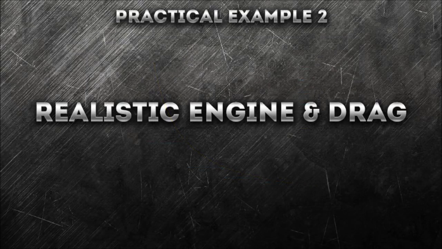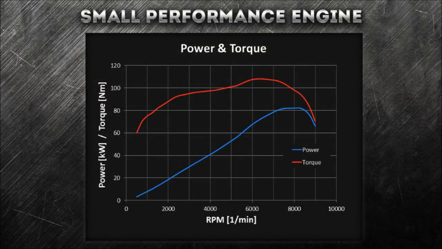Practical example 2. Realistic engine and drag. Let's take a look at a more realistic engine, a small performance motor with around 100 Nm of torque to stay comparable to the idealized engine in example 1. Notice the characteristic shape of the torque curve and see if you can find it in the acceleration graph from this engine using a standard manual gearbox.